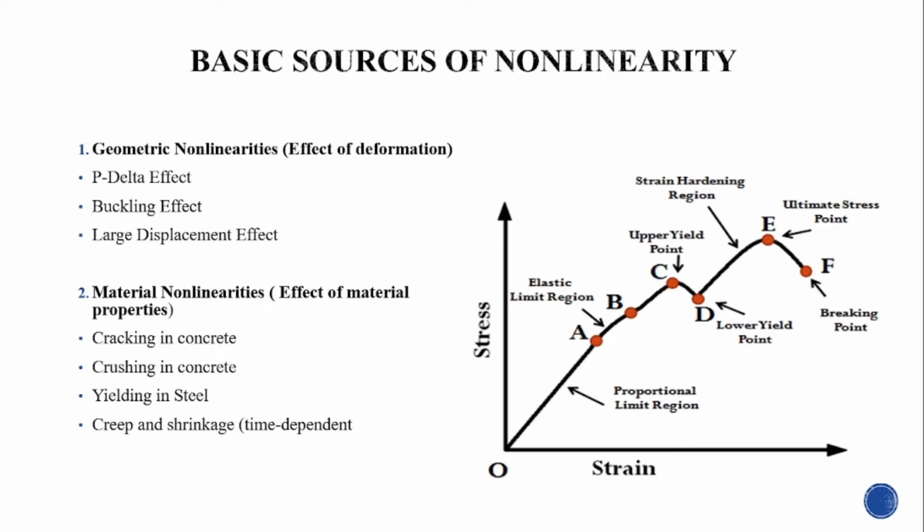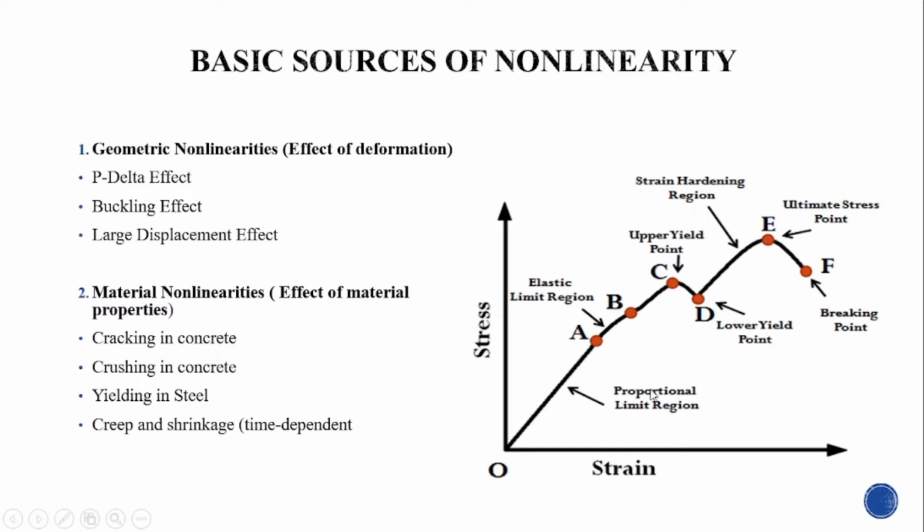Also, this diagram shows the relationship between stress and strain. Look at this graph. This will be the proportional limit, till here the elastic range exists. Between point A and B, the elastic limit region is there, and after that it reaches the upper yielding point, point C, and after that it reaches the lower yielding point, where the nonlinearity will start, and here the strain hardening region exists. When it reaches the ultimate stress point, after that deformation will again occur, till it reaches the breaking point or collapse stage. Okay, this is just a short overview about stress and strain.